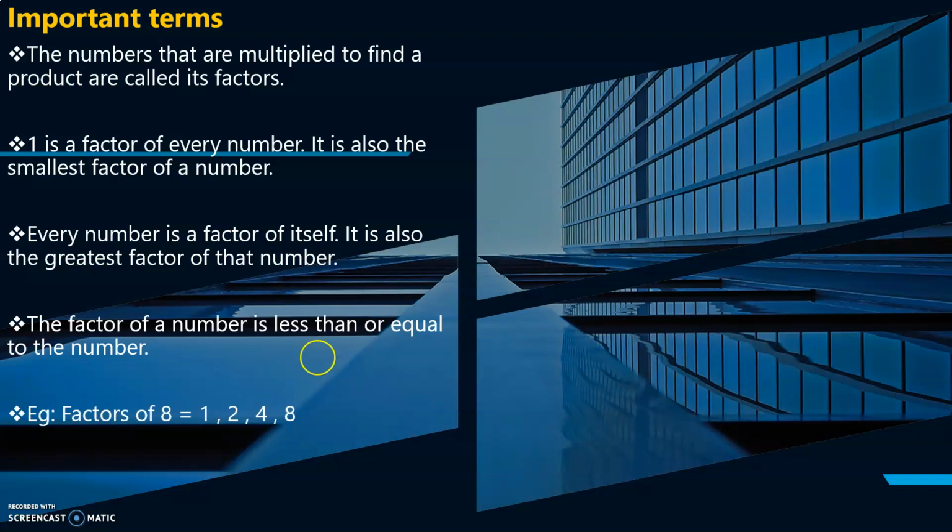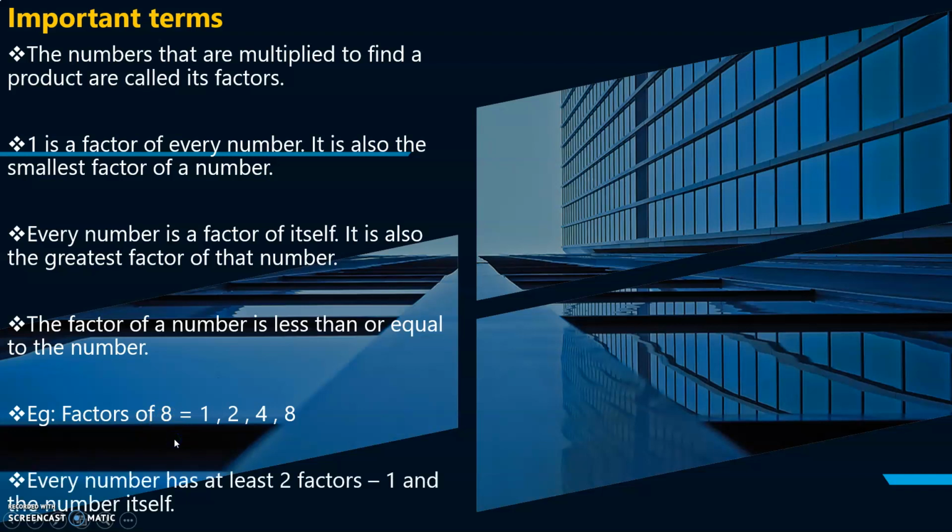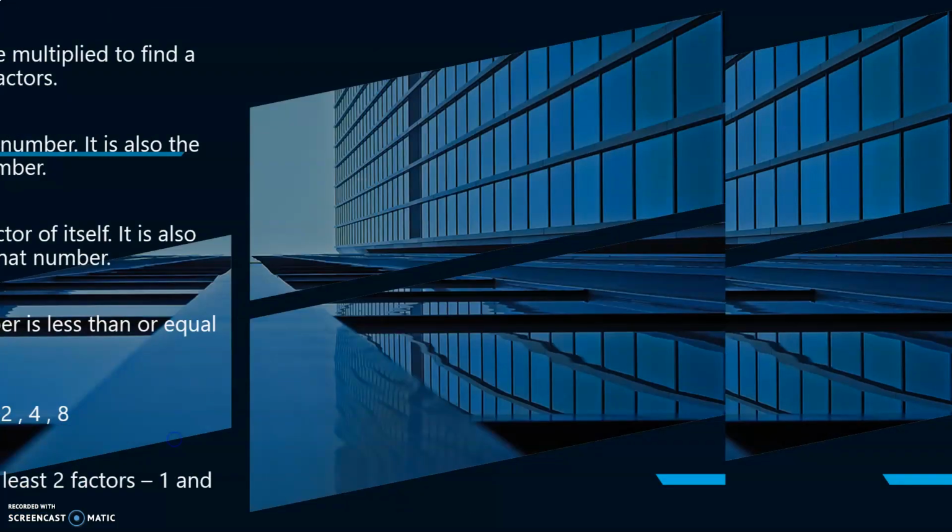Example, factors of 8 are 1, 2, 4 and 8. That means 8 comes in which tables? It comes in 1, 2, 4 and 8 ka table. So the factor of a number is less than, say this 1 is less than 8. So factor of a number is less than or equal to. So this last number is equal to the given number. Every number has at least two factors, the number 1 and the number itself.